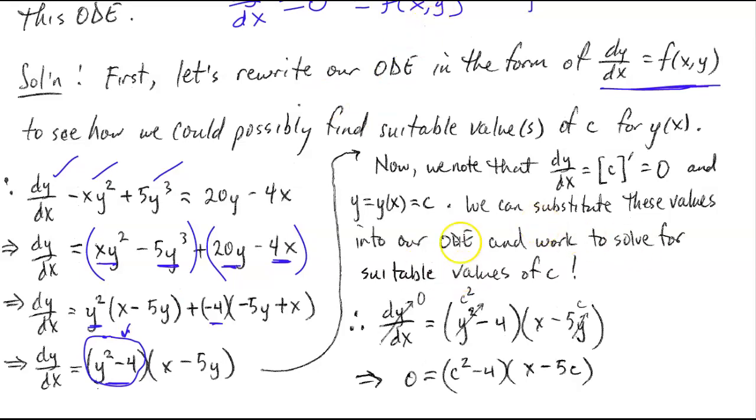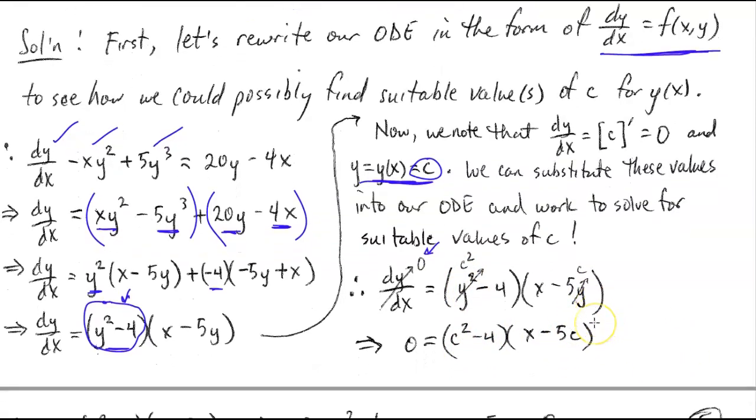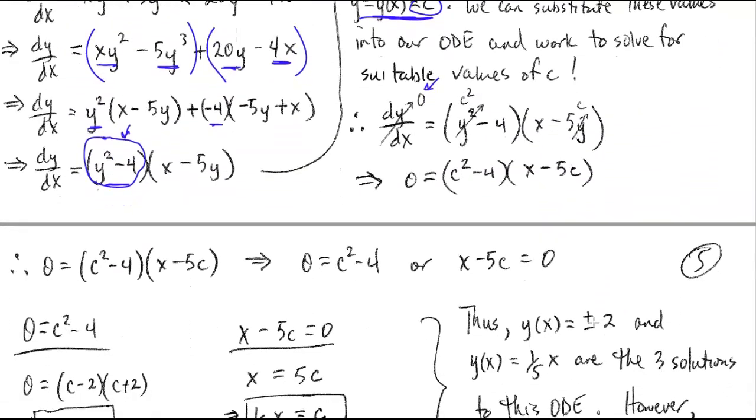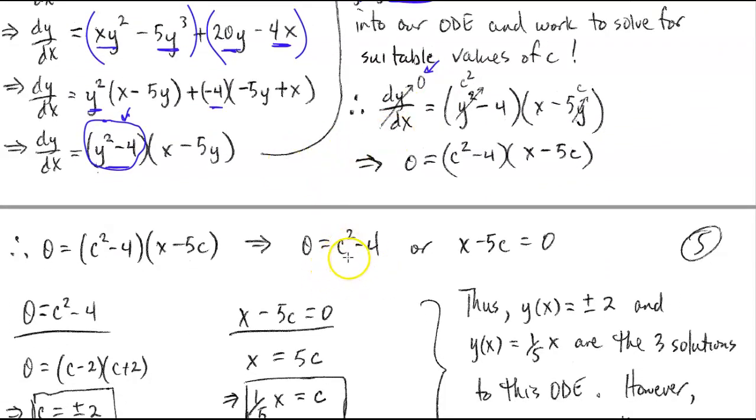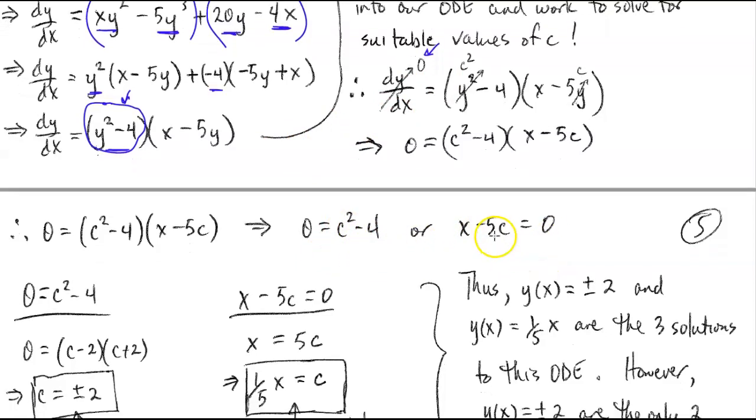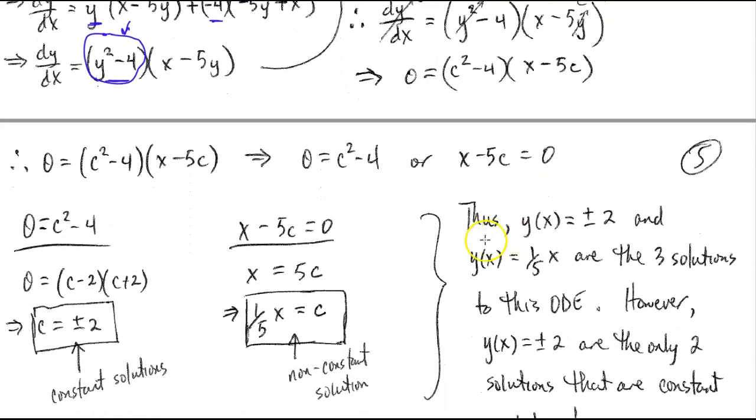Now, if I keep on going with this problem, notice that if I'm assuming that y is equal to some constant here, then the derivative of any constant should equal 0. So that's why I have that there. If I let y equal c, then I plug this in, and from this point, it's just a matter of solving this equation. And of course, this means that c squared minus 4 is equal to 0, or x minus 5c is equal to 0. Once we work all that out, you see that we have c is equal to plus or minus 2 as our constant solutions.